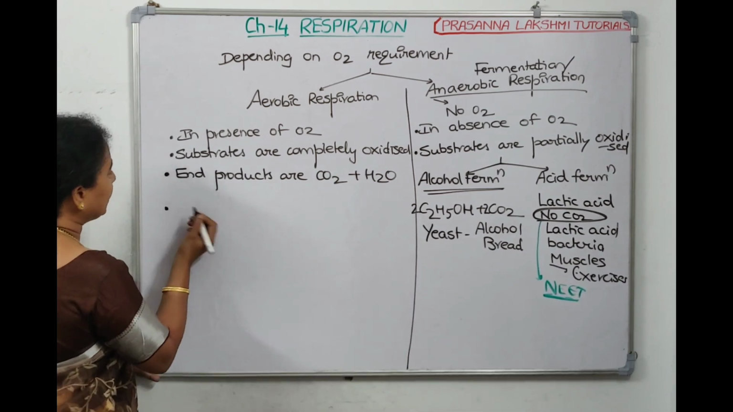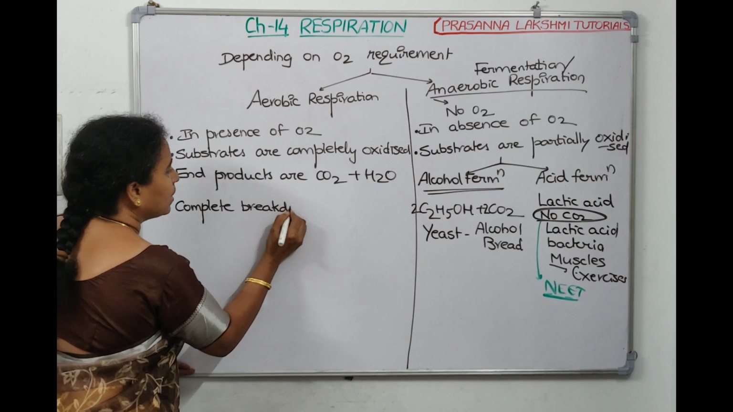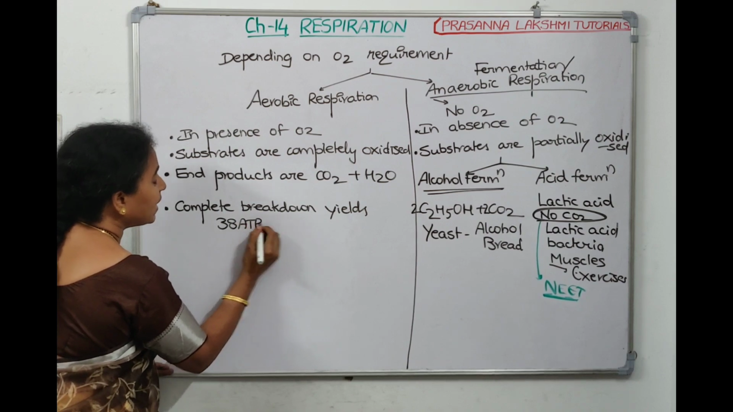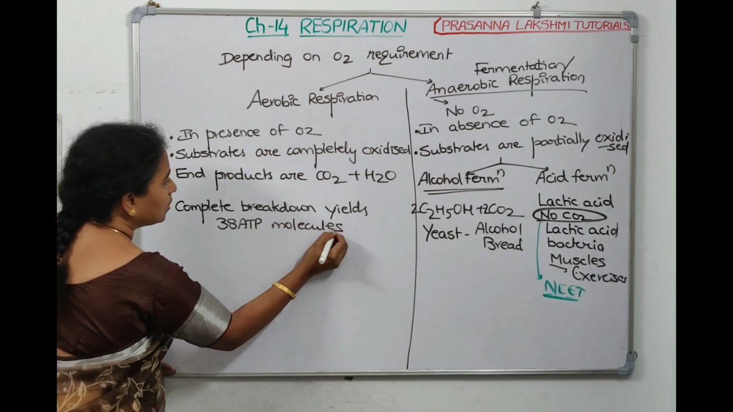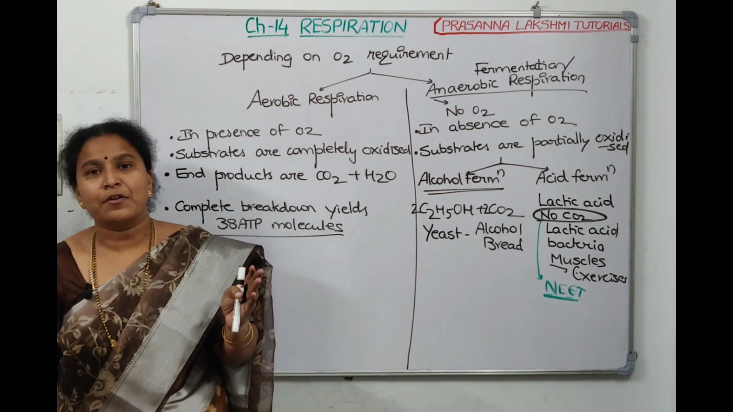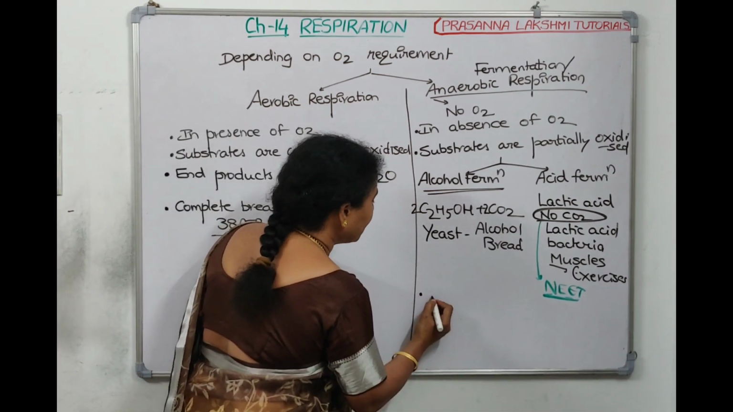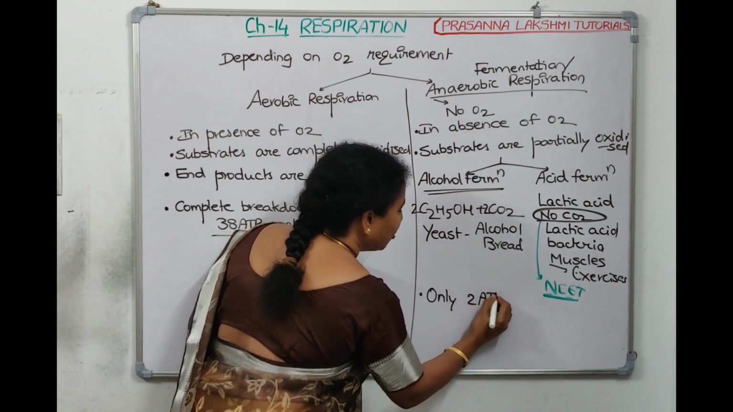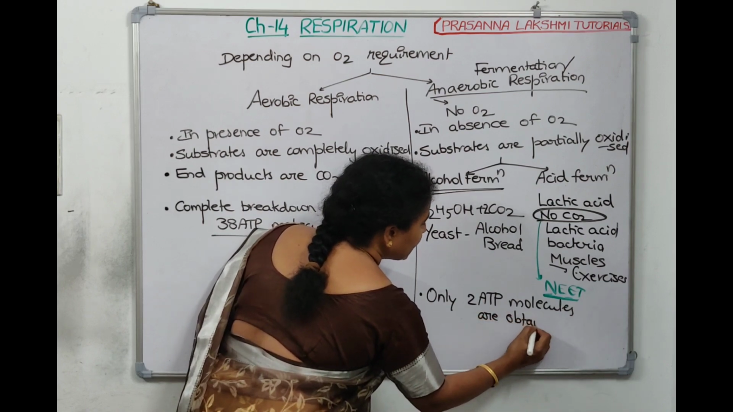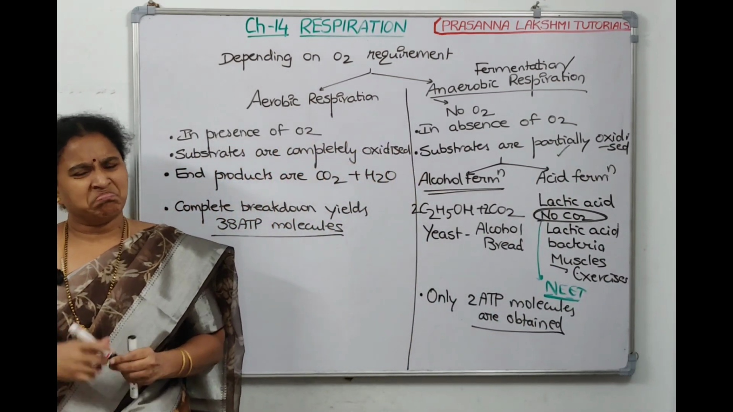So, in terms of energy, complete breakdown yields 38 ATP molecules. Isn't it very huge? 38 ATP molecules will be obtained when you completely break the glucose molecule. Whereas in anaerobic respiration, only 2 ATP molecules are obtained. Since it is half the way, since it is partial oxidation, it gives just 2 ATPs only.